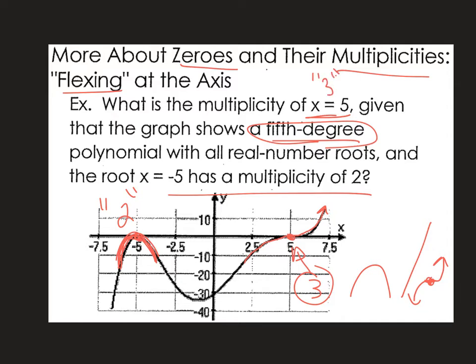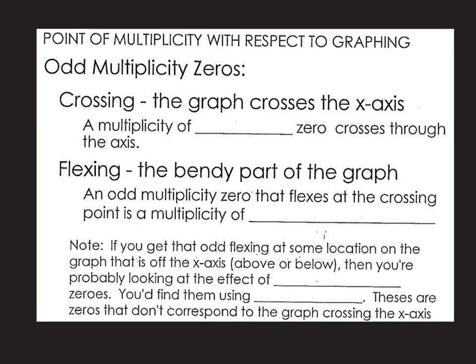So we're going to have odd multiplicities, right? We're going to have this even multiplicity of 2, touch and turn, 1 straight through, and then when it's wonky like this, we're going to have that odd multiplicity. So we got touch and turn, straight through, and flexing. Crossing the x-axis, a multiplicity of 1, 0 crosses the x-axis. Flexing, right? The bendy part of the graph, a zero that flexes at the graph is a point of odd multiplicity.